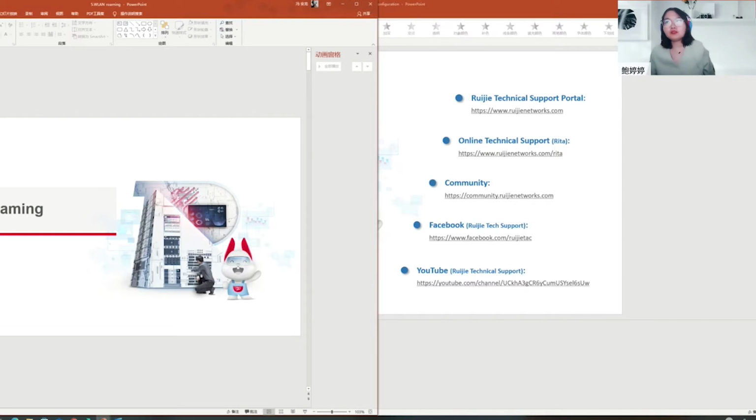I have one question. The first one is, do you deploy the Fit AP in your network or not? If yes, please write down 1 to let me know. Do you configure the Fit AP and AC in your network before or not? If yes, please write down 1. If no, please write down 2 to let me know.